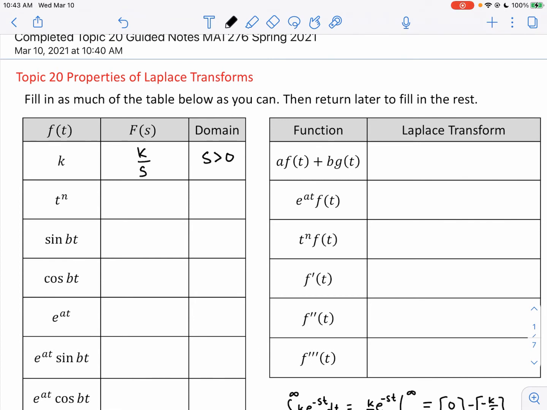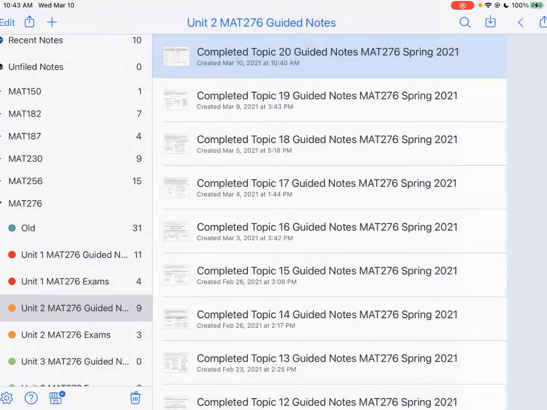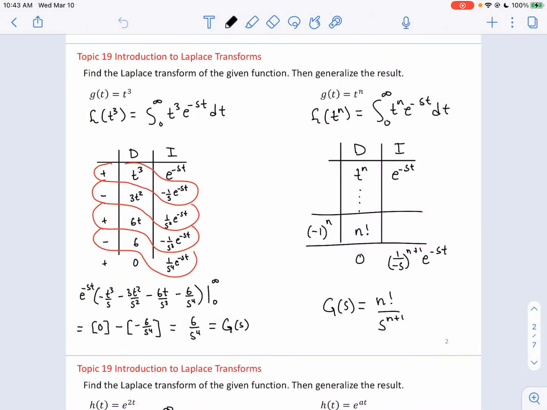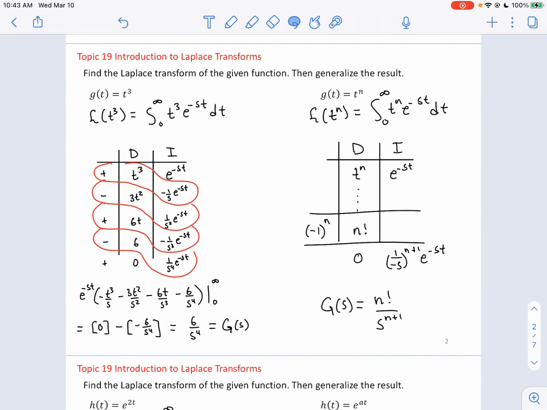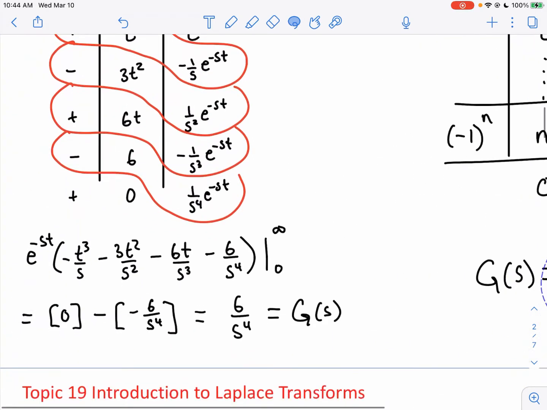Now for t to the n, let's look back to our notes from topic 19. On page 2 of those notes, we generalized the Laplace transform of a function of the form t raised to the n. And we got the result n factorial over s to the n plus 1. Now again, we have to assume that s is positive in order for the portion of the evaluation to shrink to 0. For example, right here, when we plugged in infinity into this exponential and got 0, that was only true if we made the assumption that s was positive. If s is positive, then as t goes to infinity, e to the negative infinity will shrink to 0. So that's something we just want to make clear.